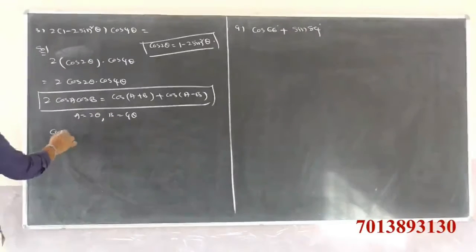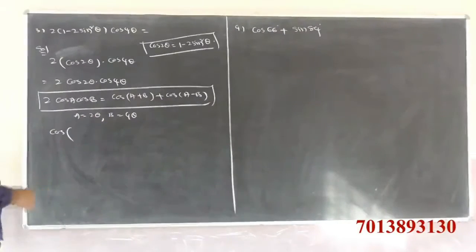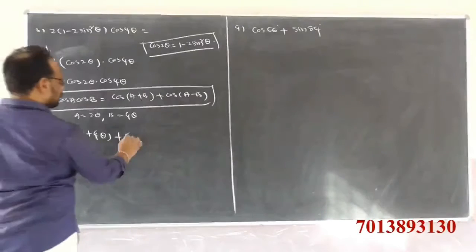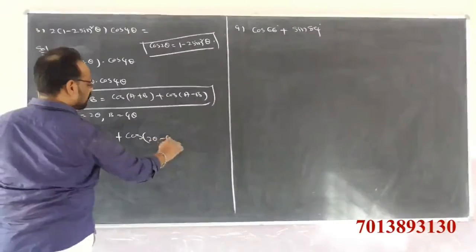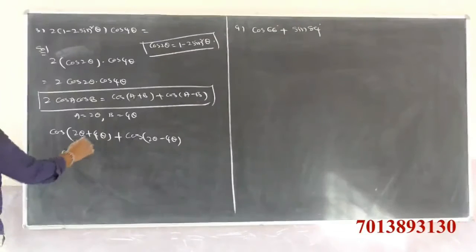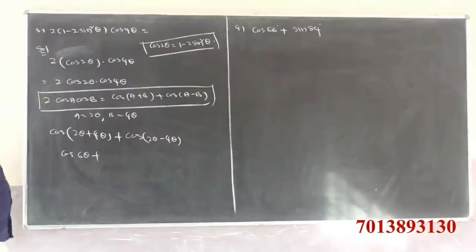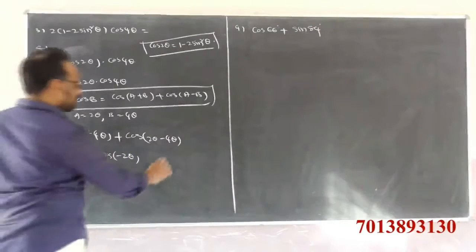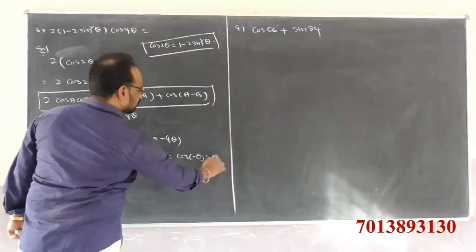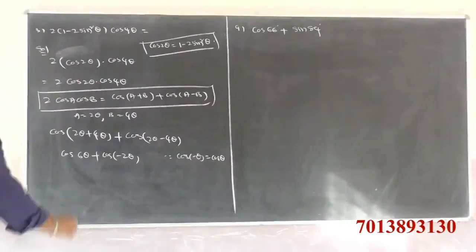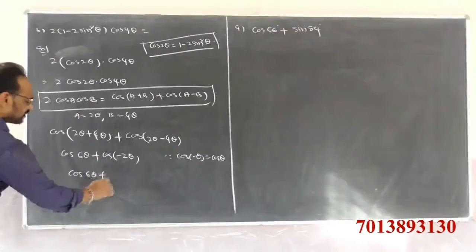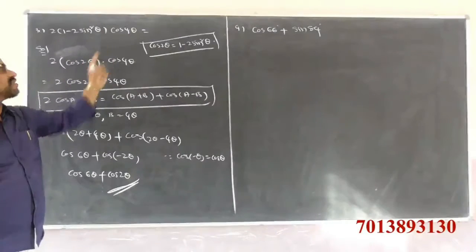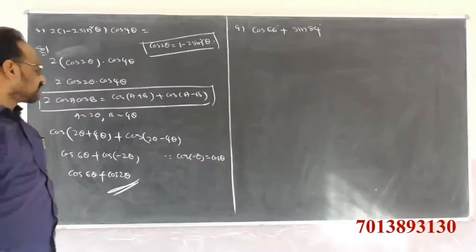Substitute here. That is cos (A plus B), nothing but 2 theta plus 4 theta, plus cos (A minus B), nothing but 2 theta minus 4 theta. That is cos 6 theta plus cos of minus 2 theta. We already know cos of minus theta is equal to plus cos theta. So cos 6 theta plus cos 2 theta. So the value of 2 times (1 minus 2 sin square theta) into cos 4 theta is nothing but cos 6 theta plus cos 2 theta.